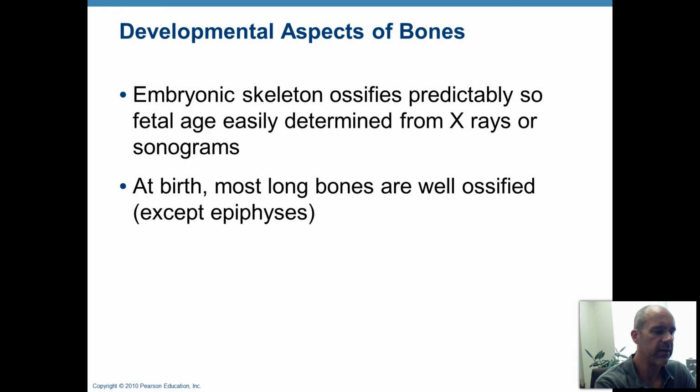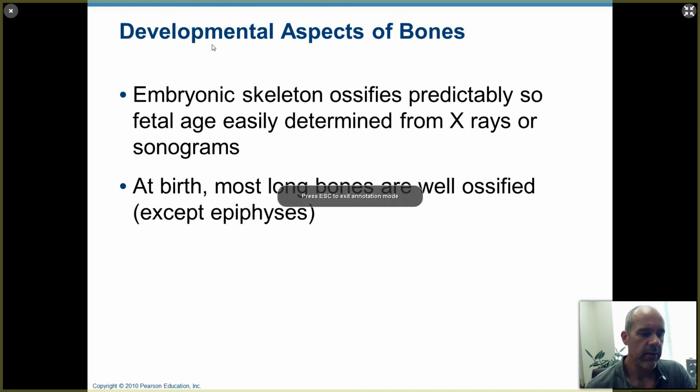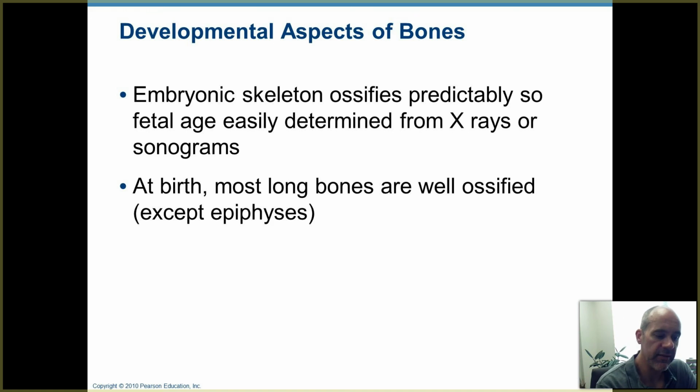All right, just a little bit about some of the timing here. Ossification works pretty much on schedule, if you're developing normally as an embryo or a fetus. So it is possible to estimate fetal age if they check out x-rays and sonograms and look at how much ossification of the skeletal system has occurred. That's one of the things that they can use to estimate embryonic and fetal age.